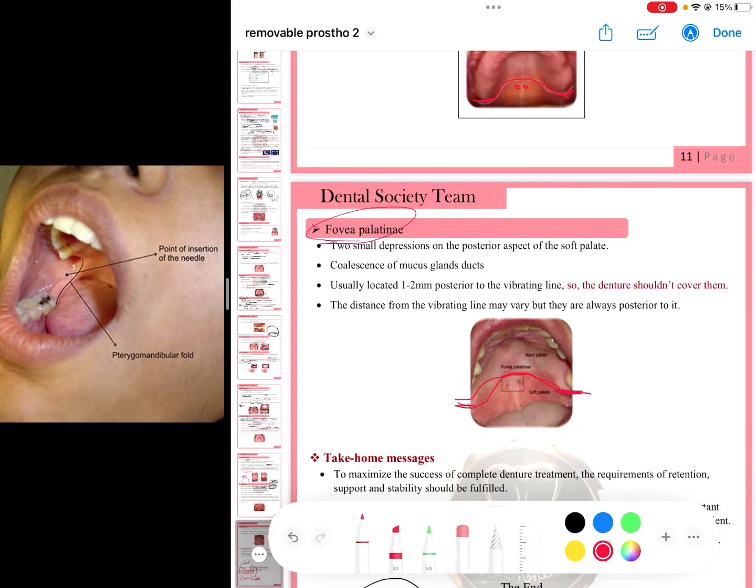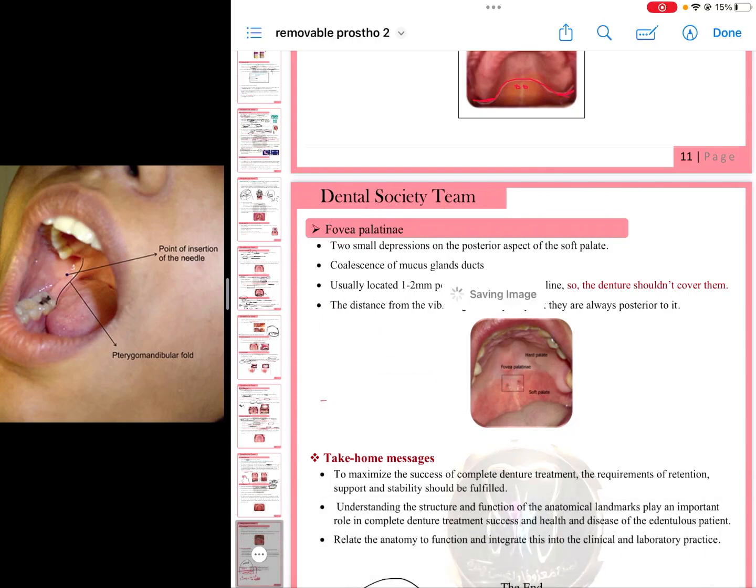So if you want to draw it, we have two ways. We can draw it based on this anatomical feature, as we said, from the hamular notch to the hamular notch, anterior to the fovea palatini. Or the second way is to tell the patient to say "ah", and the movable part will go down. When it goes down, you can draw the line, or you can use the two methods together.